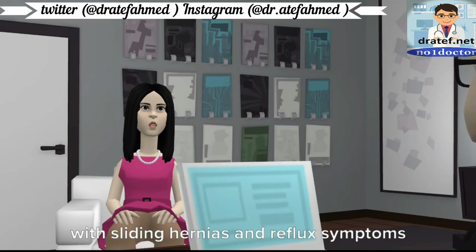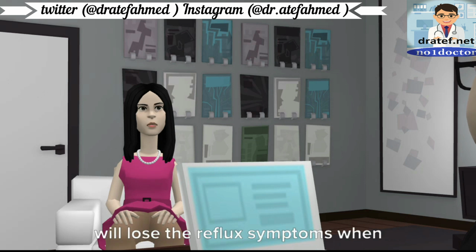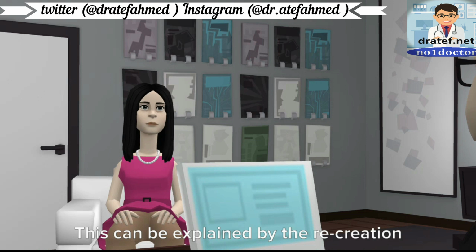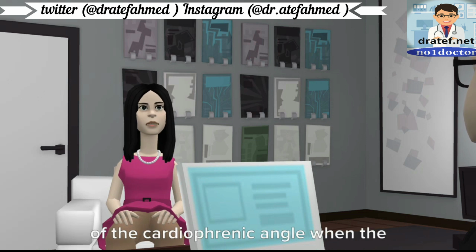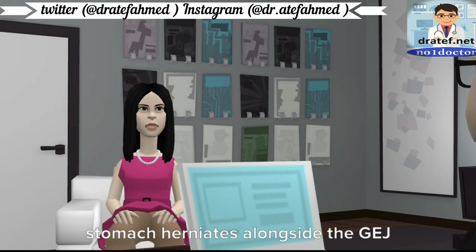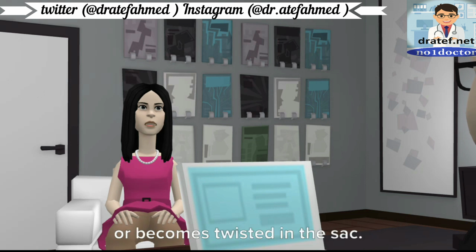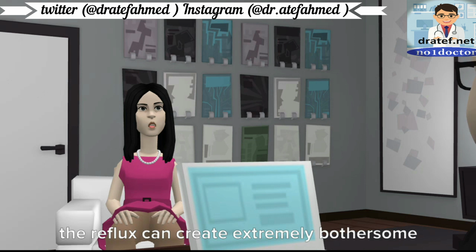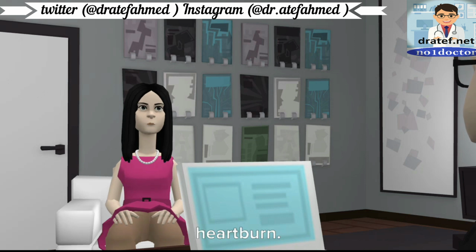Many patients with sliding hernias and reflux symptoms will lose the reflux symptoms when the hernia evolves into the paraesophageal variety. This can be explained by the recreation of the cardiophrenic angle when the stomach herniates alongside the GEJ or becomes twisted in the sac. Repair of the hernia without addressing the reflux can create extremely bothersome heartburn.